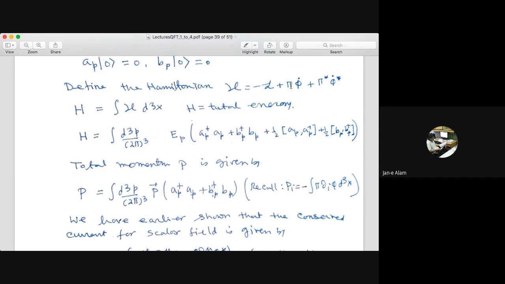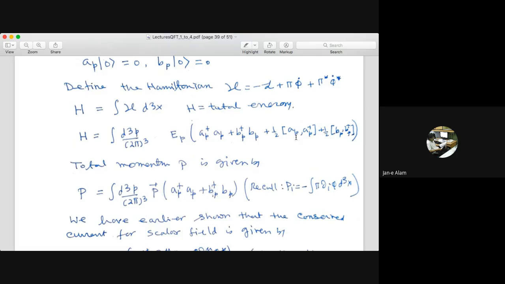And I know pi in terms of annihilation and creation operators. I know phi dot, I know pi star, I know phi dot star. All these quantities I know in terms of the annihilation and creation operators. So I just put that in the expression for H. You will get the Hamiltonian as the integral of d^3p over (2 pi)^3, E_p, A_p dagger A_p. This is the number operator for the A kind of particle, and B_p dagger B_p is the number operator for the B kind.